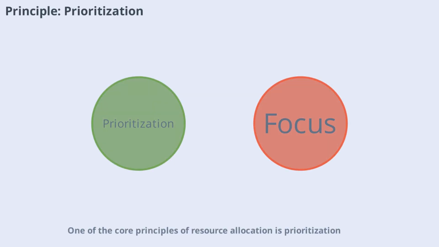One of the core principles of resource allocation is prioritization. Not all tasks or projects are equally important. By ranking your goals and focusing resources on high-priority items, you can achieve better results with less effort. This means saying no to low-impact activities and concentrating on what truly matters. Prioritization helps prevent spreading resources too thin and ensures that your most critical objectives are met.